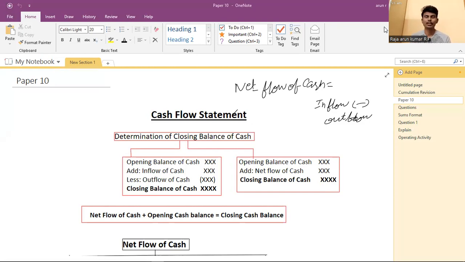And myself Raja Raguma. I take class for CMA Inter Group 2, paper number 10, Cost and Management Accounting and Financial Management. This is part three of the cash flow statement classes. Okay, we start now. In the previous classes, we covered some topics. We will go through the topics and continue with our third class.